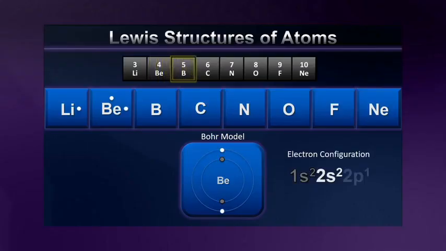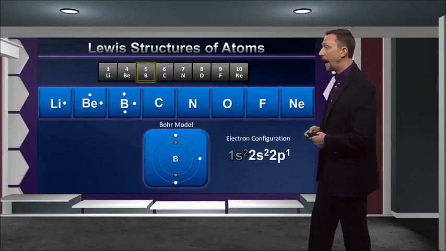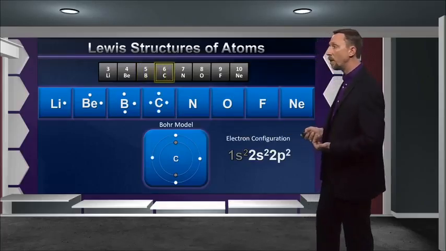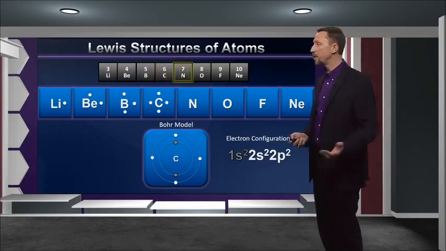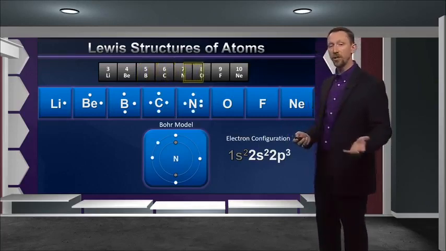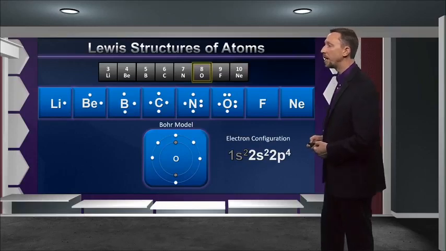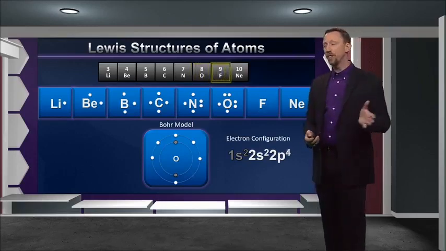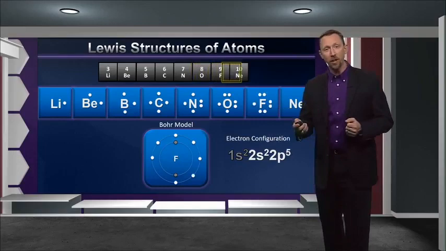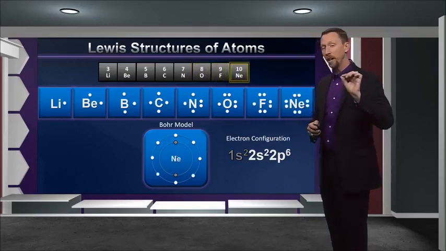Moving along, we get boron, which has 3 valence electrons. And we place those 3 electrons again around the boron in a fashion that's suitable to us. And the trend continues as we move across the row, with carbon having 4, nitrogen, of course, having 5, oxygen with 6, and so on until we reach neon. Now, once we reach neon, of course, we would wrap around and begin anew with only 1 dot on the Lewis structure for sodium.